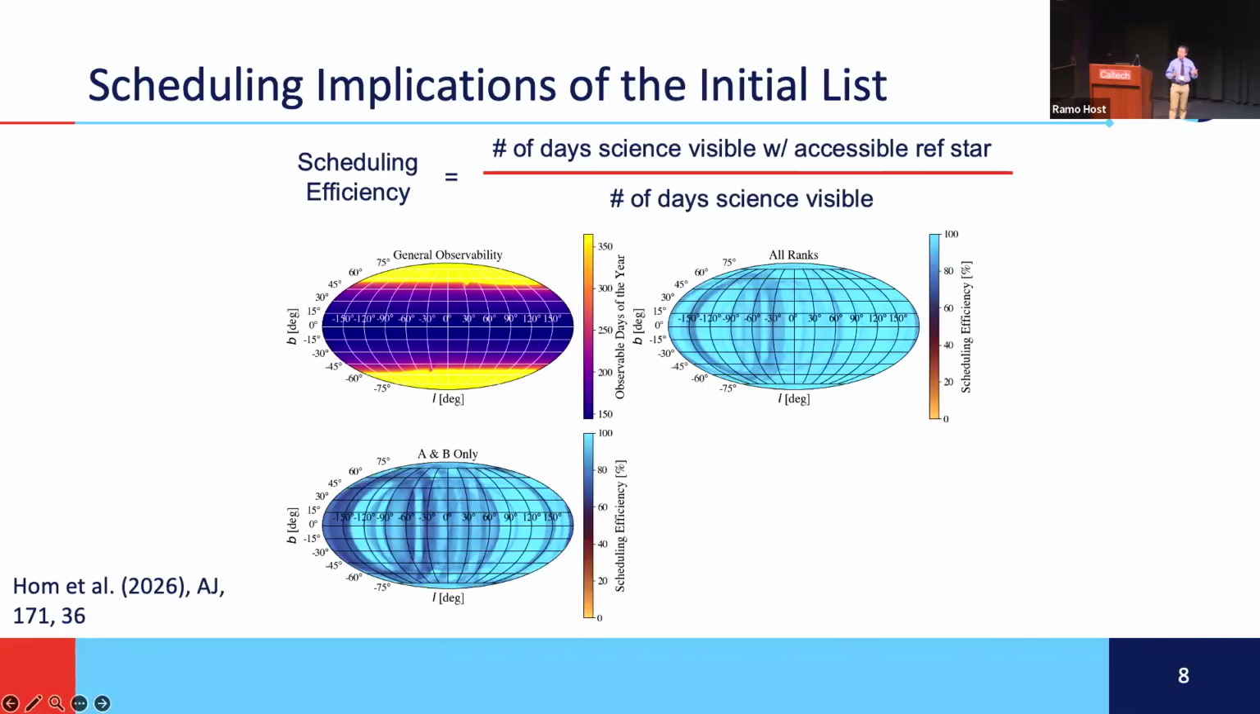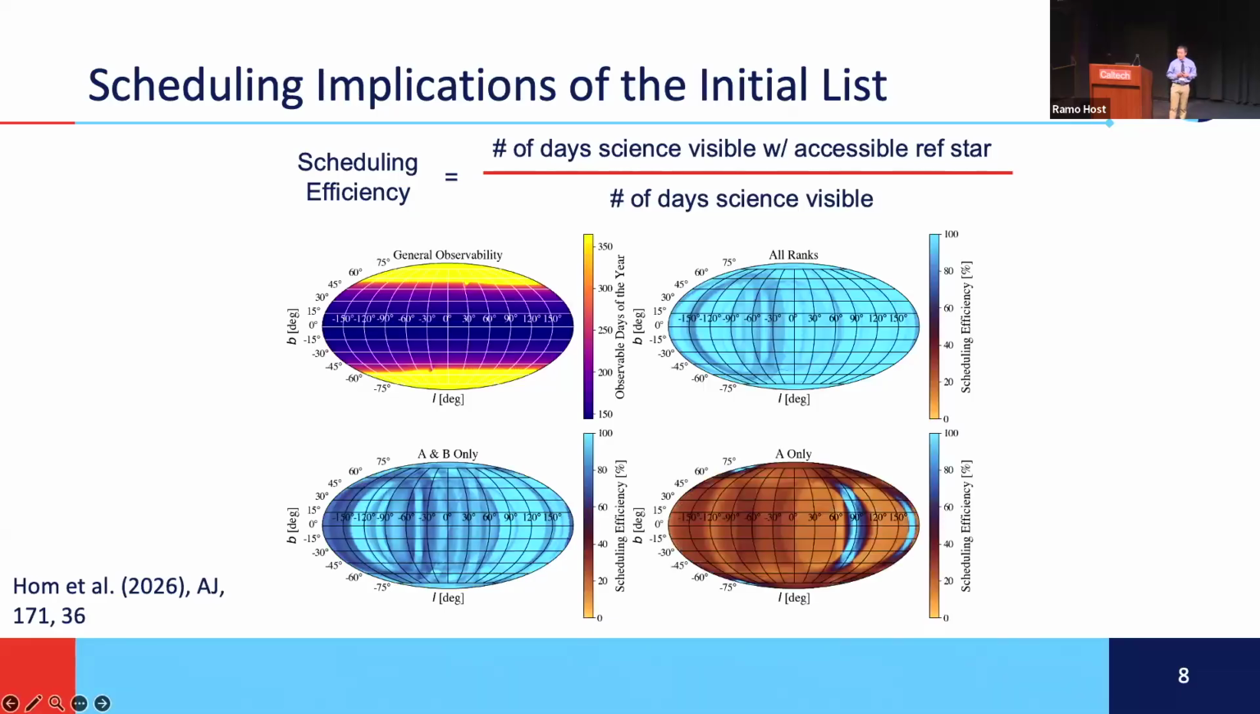Now, if all of our rank B reference stars also turn out to be bad, then things start to look really bad for scheduling. So we only have 4 rank A reference stars, and understandably, our efficiency plummets. On average, we only have about 30% efficiency, but it never goes to 0. So there's never any part of the sky that becomes completely inaccessible due to only having a few reference stars.